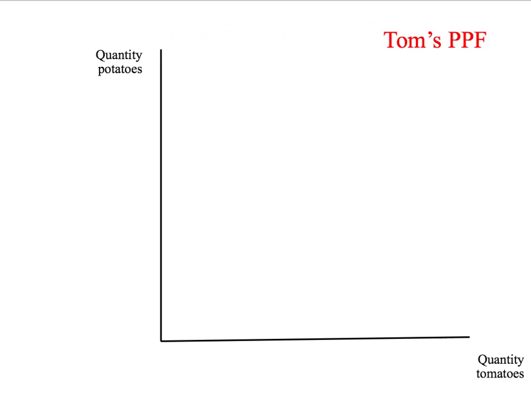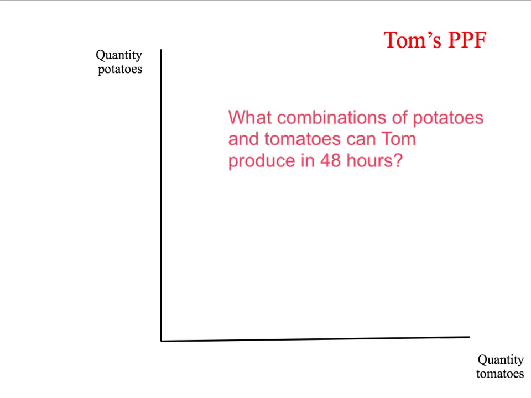The first step in drawing a Production Possibilities Frontier is to draw our axes. Our axes allow us to look at two, but only two goods at a time. So, on the vertical axis, we're going to have the quantity of potatoes. On the horizontal axis, we're going to have the quantity of tomatoes. And we're going to draw a diagram that answers a very simple question. What combinations of potatoes and tomatoes can Tom produce in 48 hours?